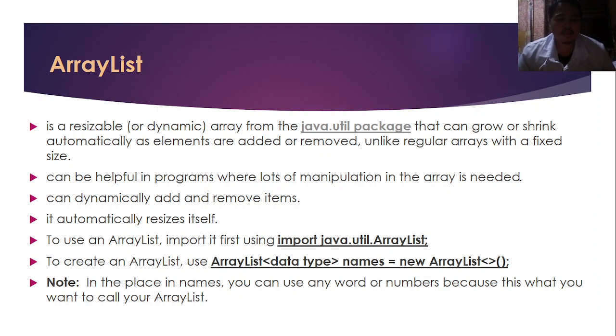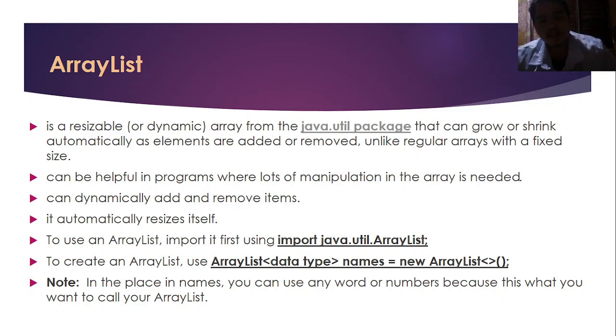ArrayList is a resizable or dynamic array from the java.util package and can grow or shrink automatically as elements are added or removed, unlike regular arrays with a fixed size. It can also be helpful in programs where lots of manipulation in the array is needed. It can dynamically add and remove items, and it also automatically resizes itself.